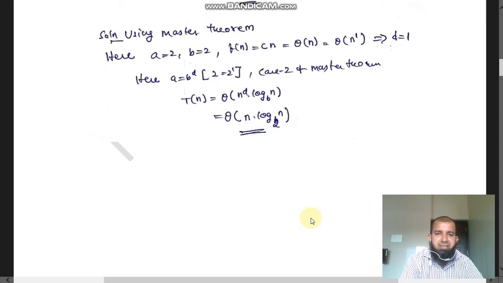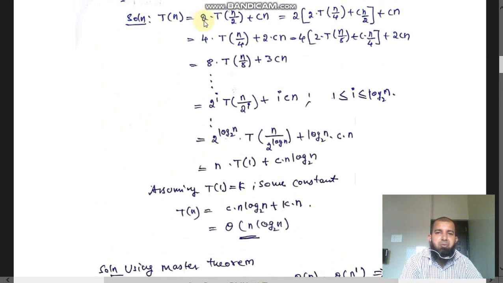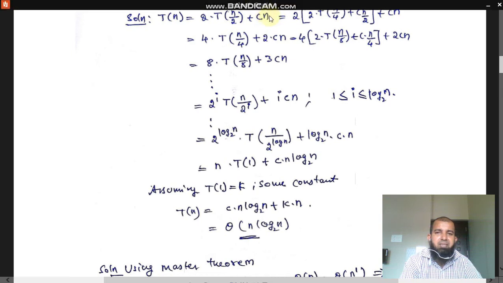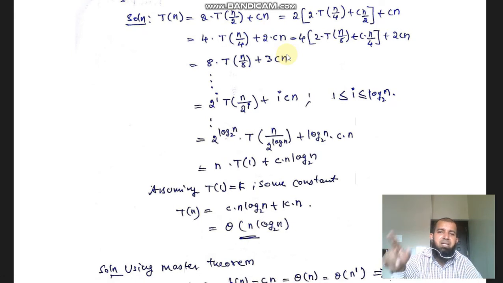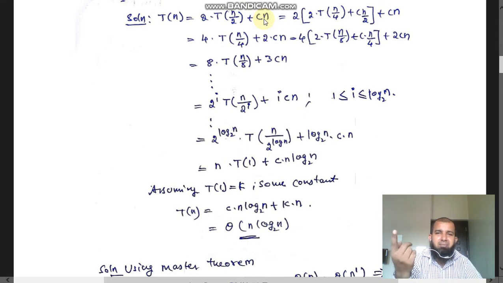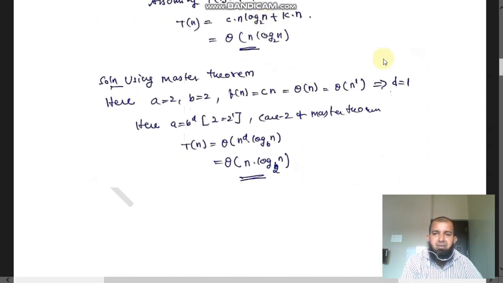Then solve using master theorem. In this equation, the a value is 2, the b value is 2, and the d value is 1, because n to the power of 1 is n. If n is present, d equals 1; if n is not there, d equals 0; if n square is present, d equals 2. So n means n to the power of 1, so d equals 1. So a is equal to 2, b is equal to 2, and d is equal to 1.